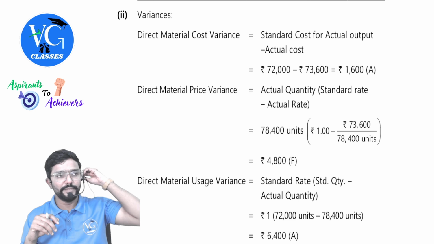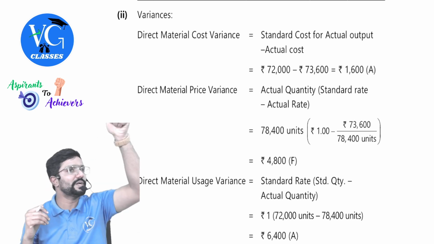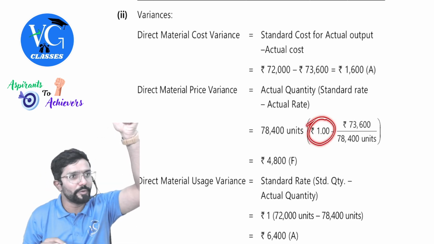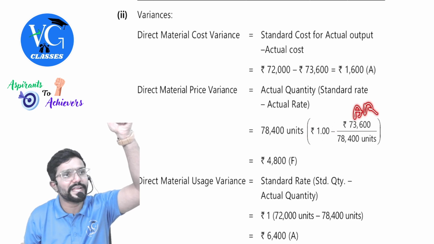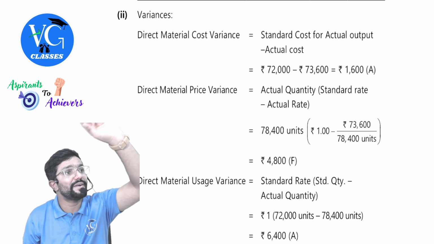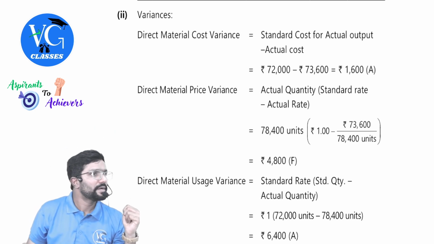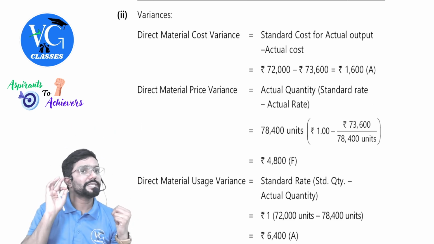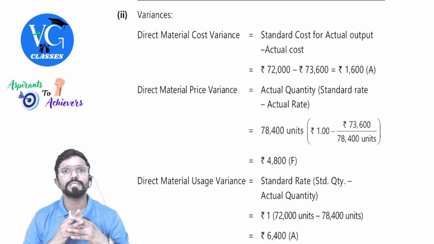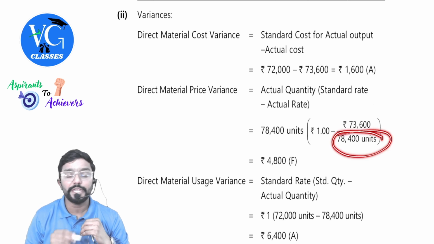Output is in units, whereas input is in kgs, guys. Hope you understood. I repeat, standard rate 1 rupee. Actual rate they have not given. How do I calculate it? Actual material cost divided by actual quantity used. Guys, see why I am stressing on this: by mistake you may take 72,000 here.